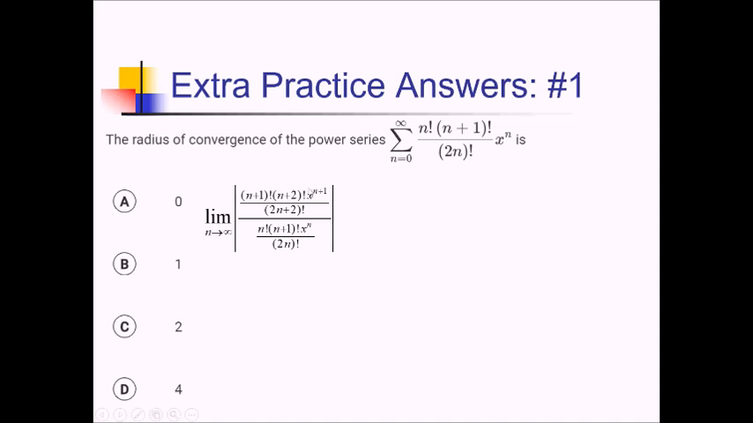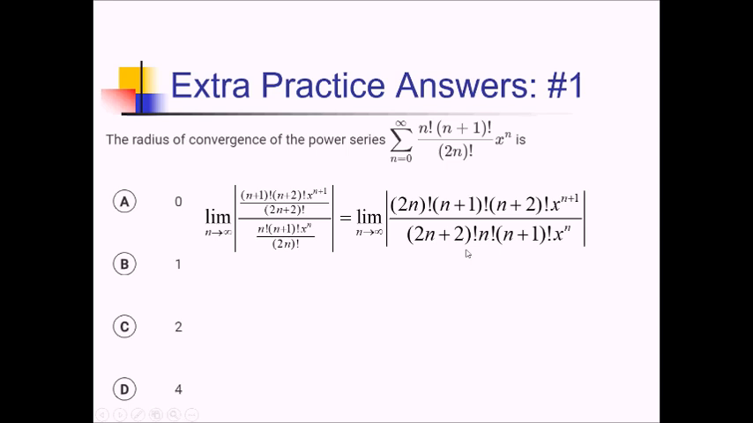So same change flip, we've got n plus 1 factorial, n plus 2 factorial, x to the n plus 1, and 2n factorial, all of that in my numerator. In the denominator, we have the 2n plus 2 factorial, n plus 1 factorial, and x to the n. And now it's time for a whole bunch of reducing.